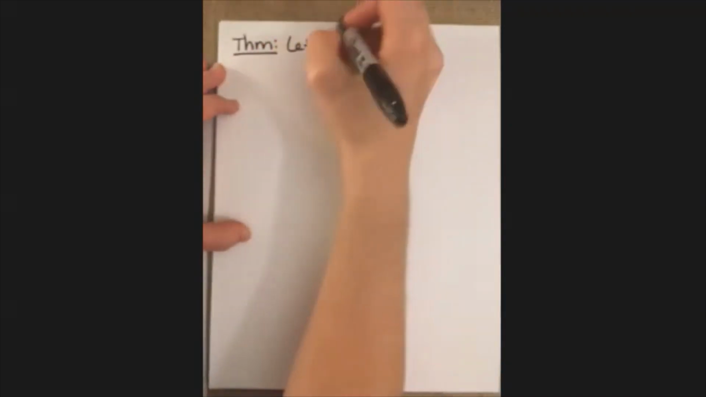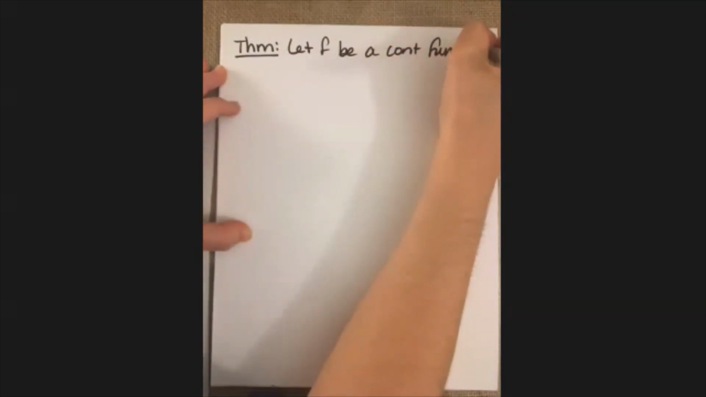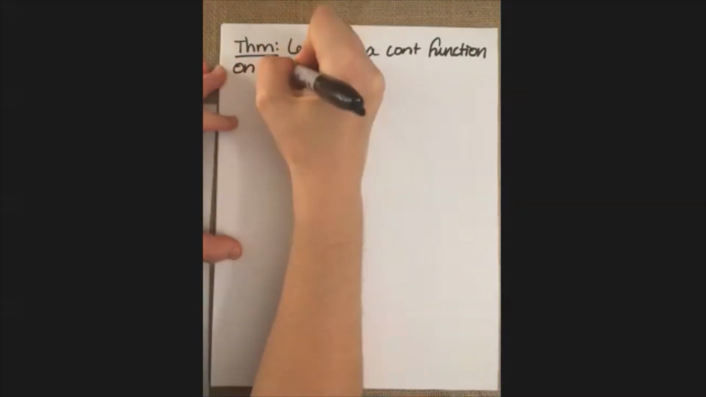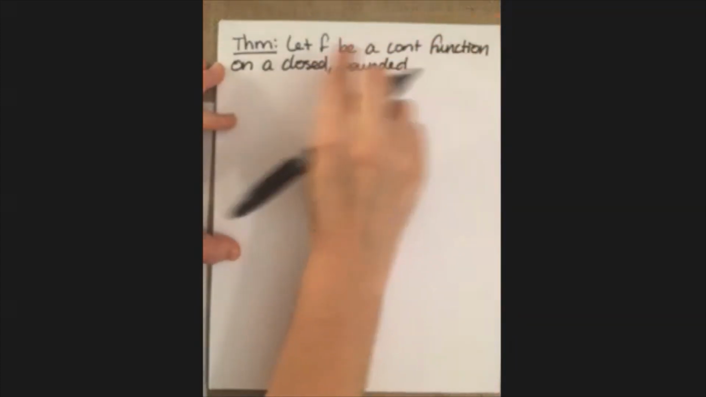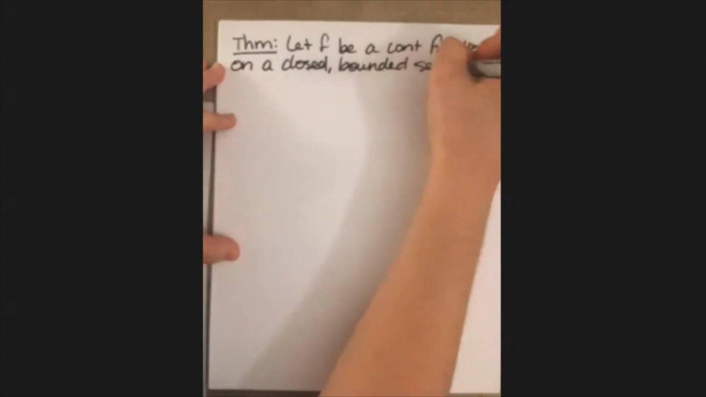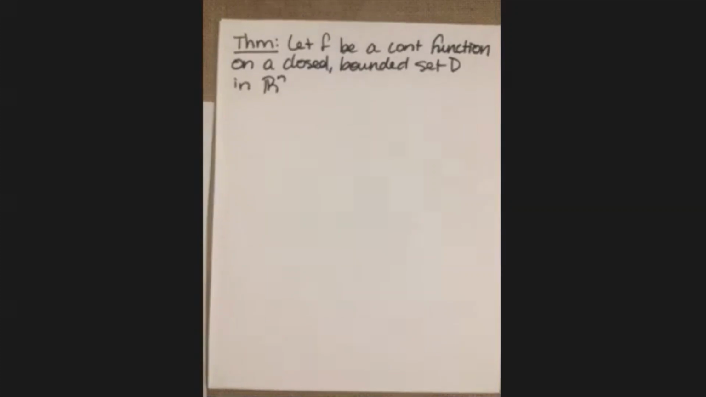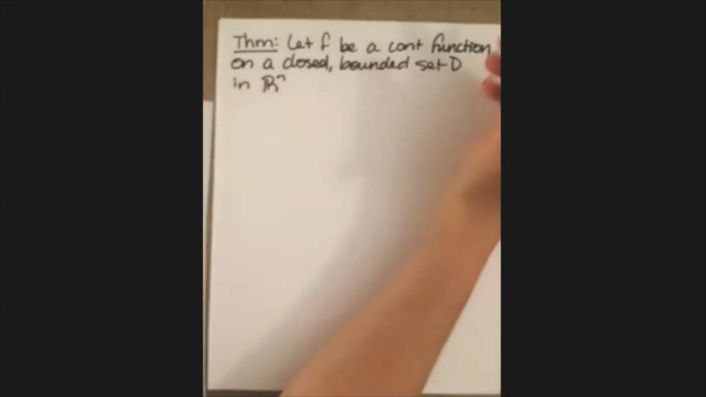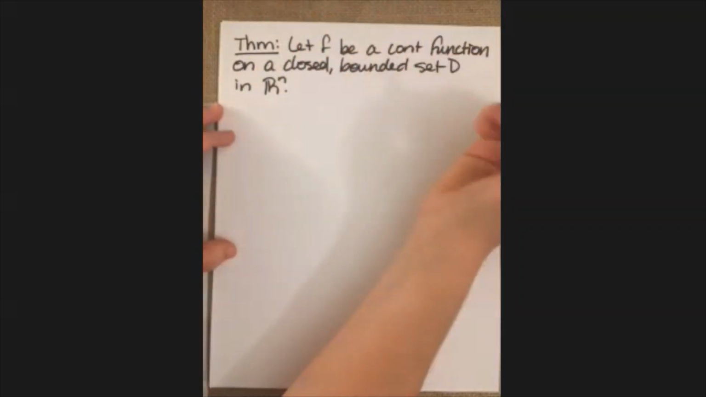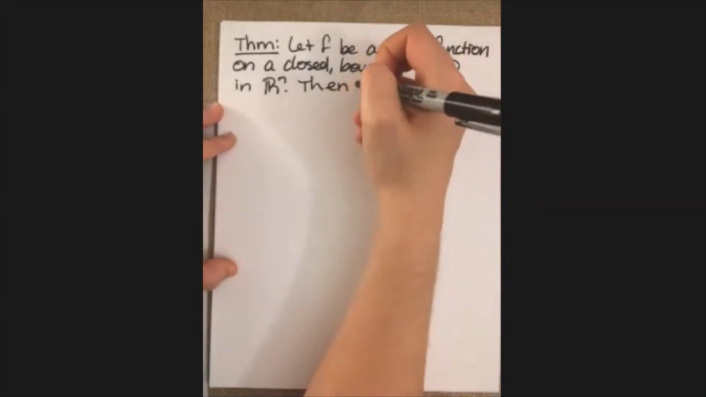So if we have that f is a continuous function, and this is defined on a closed and bounded set D in R^n. And if you don't know what closed and bounded mean, I recommend that you check out the video, open versus closed, bounded versus unbounded sets. It'll kind of clear that up for you. But anyway, suppose that this function is defined on this set. Then if we know that that set's closed and bounded, we know that f attains both an absolute maximum and an absolute minimum.